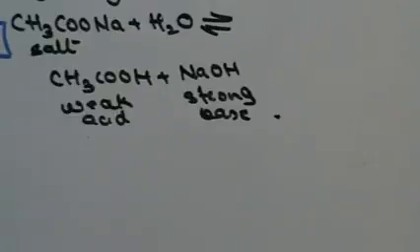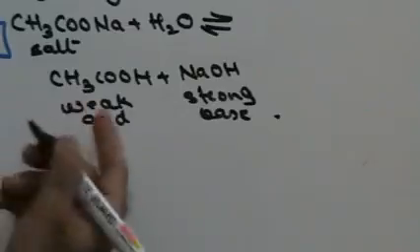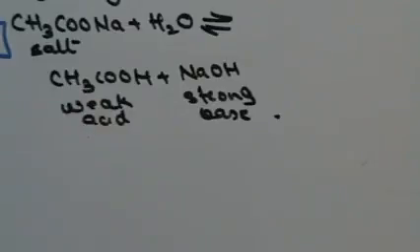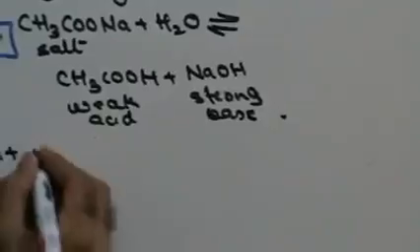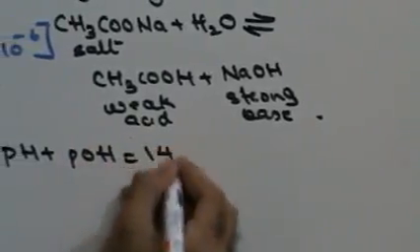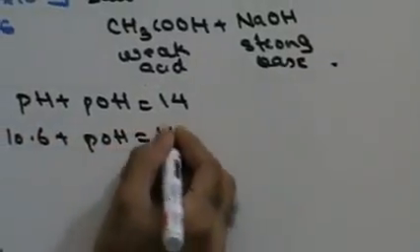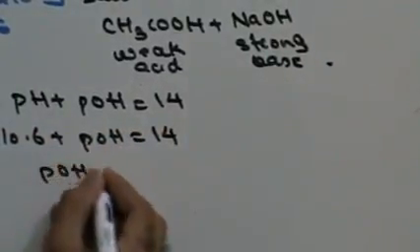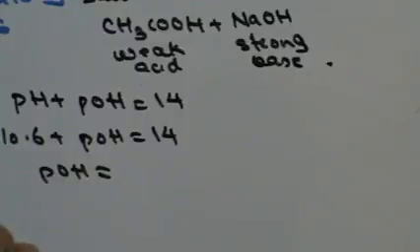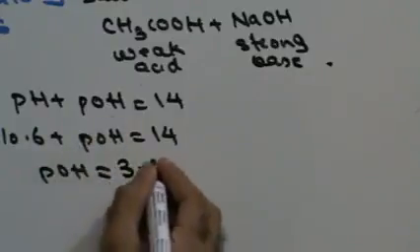Now, since it is a salt of weak acid and strong base, I will have to first find out pOH, because it is the OH ions that will dissociate, right? I cannot do it using pH. So first I'll say pH plus pOH is equal to 14. So in that case I can say 10.6 plus pOH is equal to 14, in which case I will get my value of pOH to be 3.4.